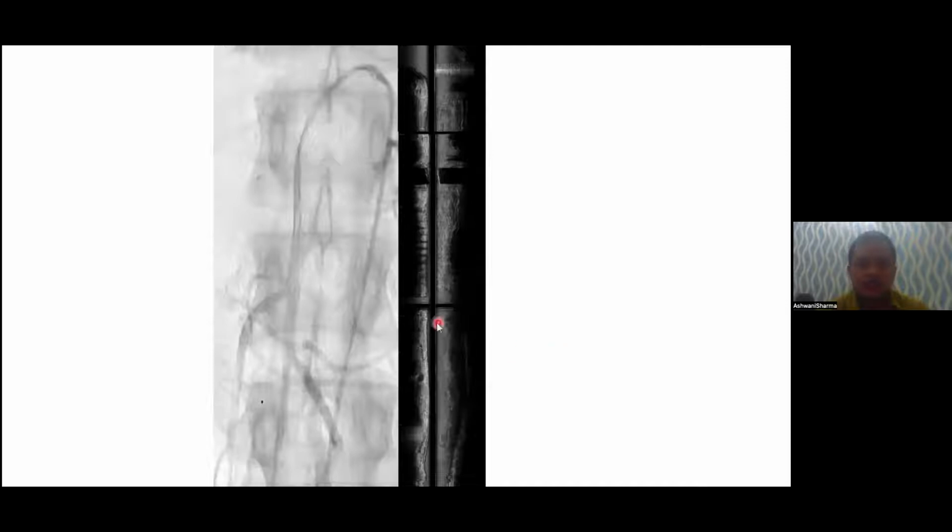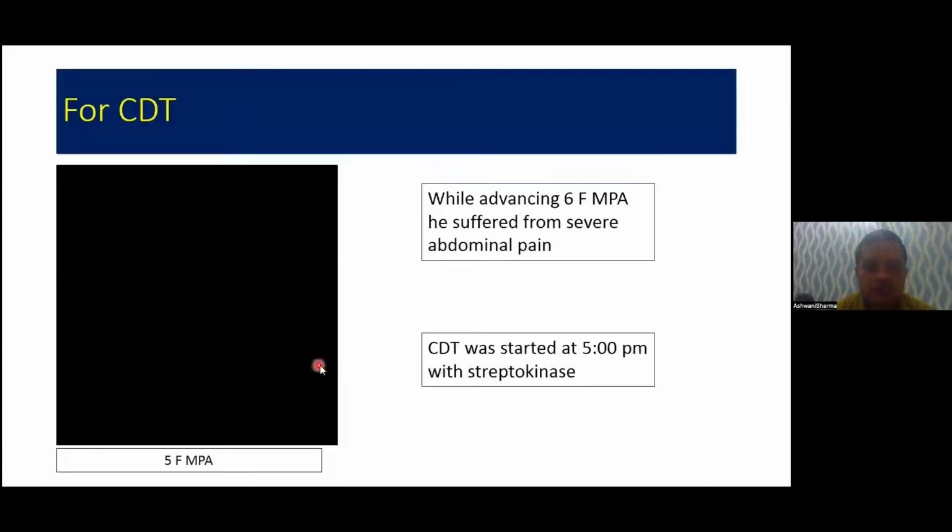So I'll just discuss the findings through the still images. The lesion was from the ostium to here. It was angiographically around 38 mm in length, and beyond that, here are the two vessels.